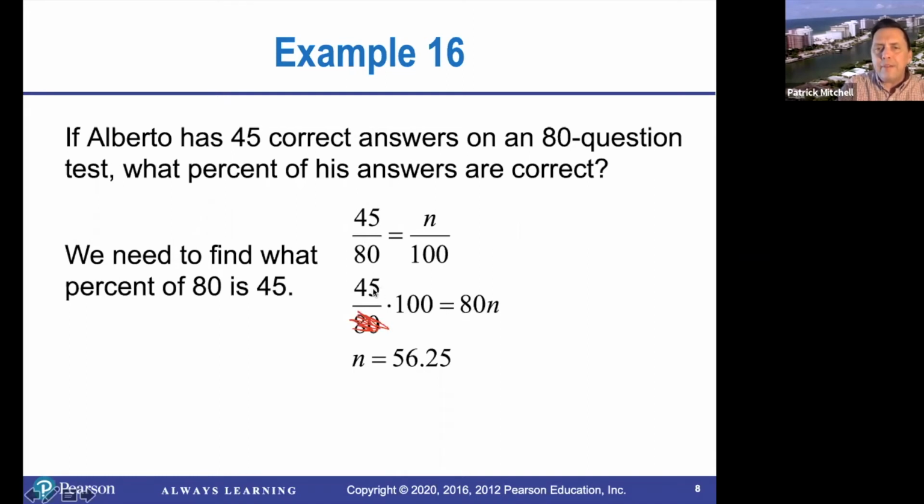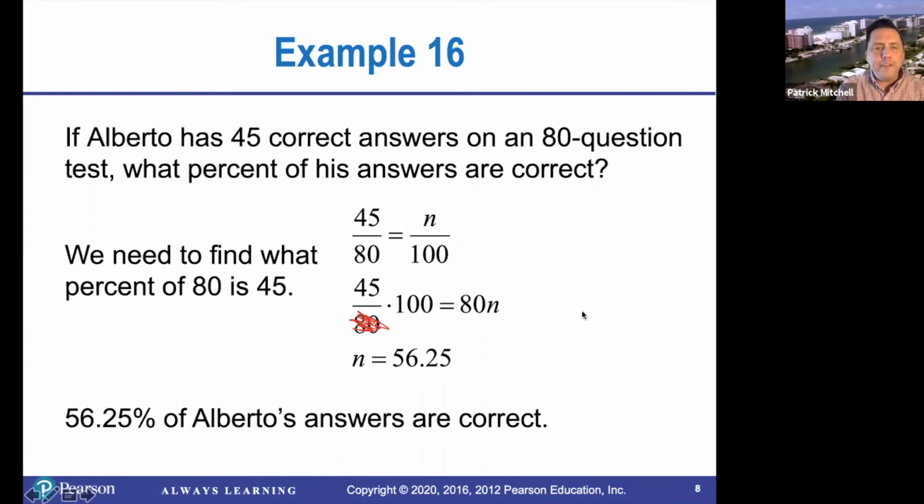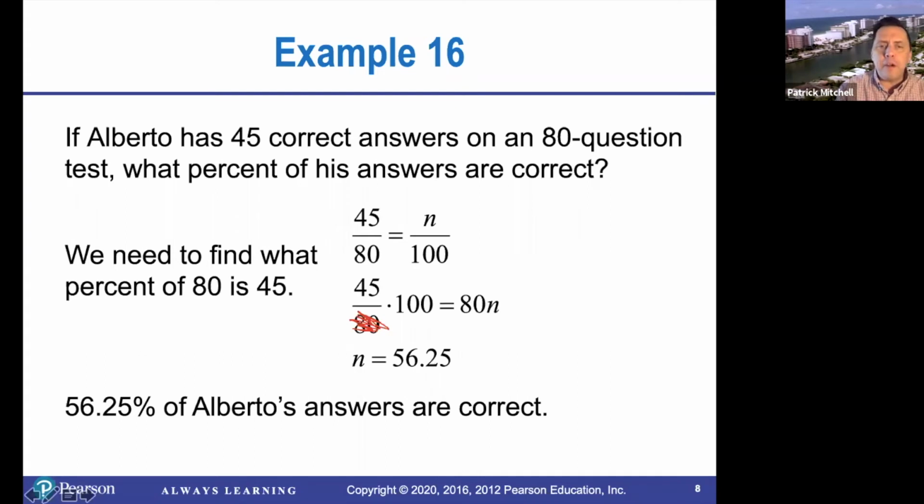They started out with 45 times 100 equals 80n, and then they probably thought about dividing both sides by 80, but then they shouldn't have left the 80 over here. Anyway, the unknown percentage comes out to 56.25, which means that 56.25% of Alberto's answers are correct.